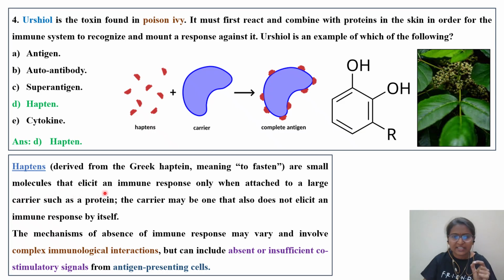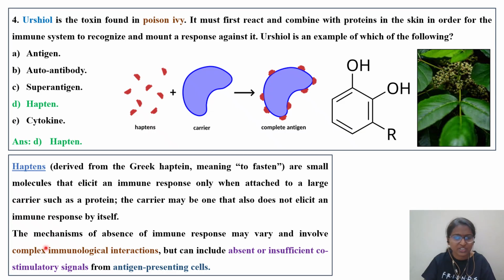Haptens are smaller molecules that elicit an immune response only when attached to a large carrier, such as a protein. So urushiol will go and bind to a protein. The carrier may be one that does not elicit an immune response by itself. The carrier might itself show a certain immune response, or it might not. But definitely, when a carrier comes in contact with a hapten, a complex will be formed, and that will definitely have an immune response.